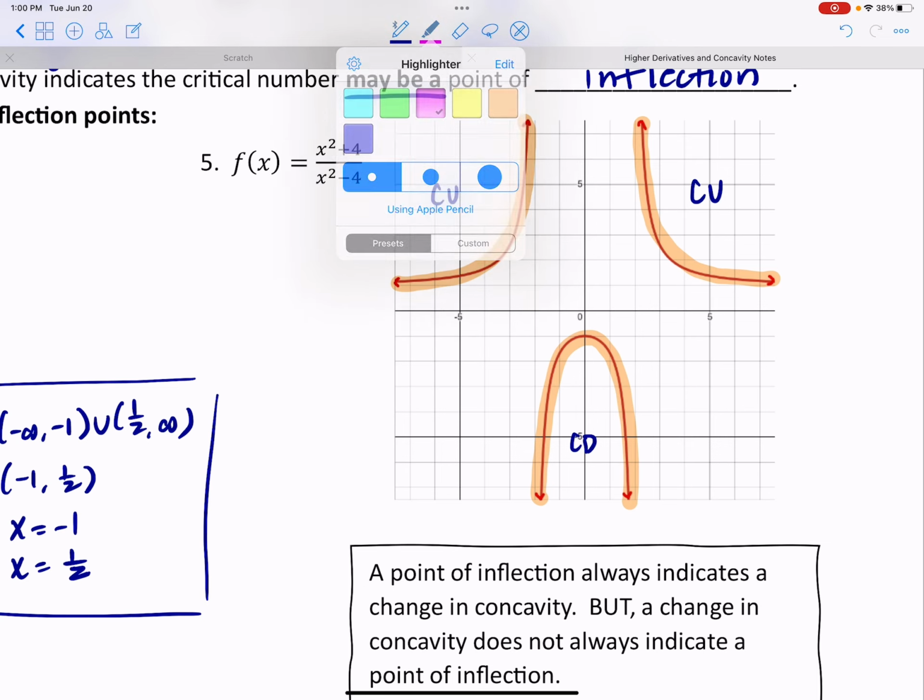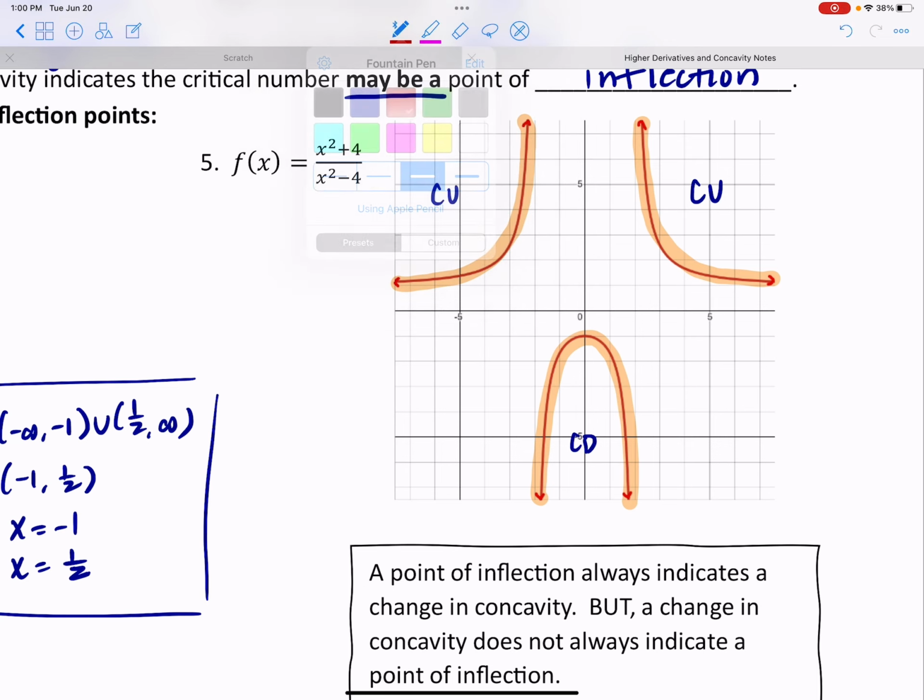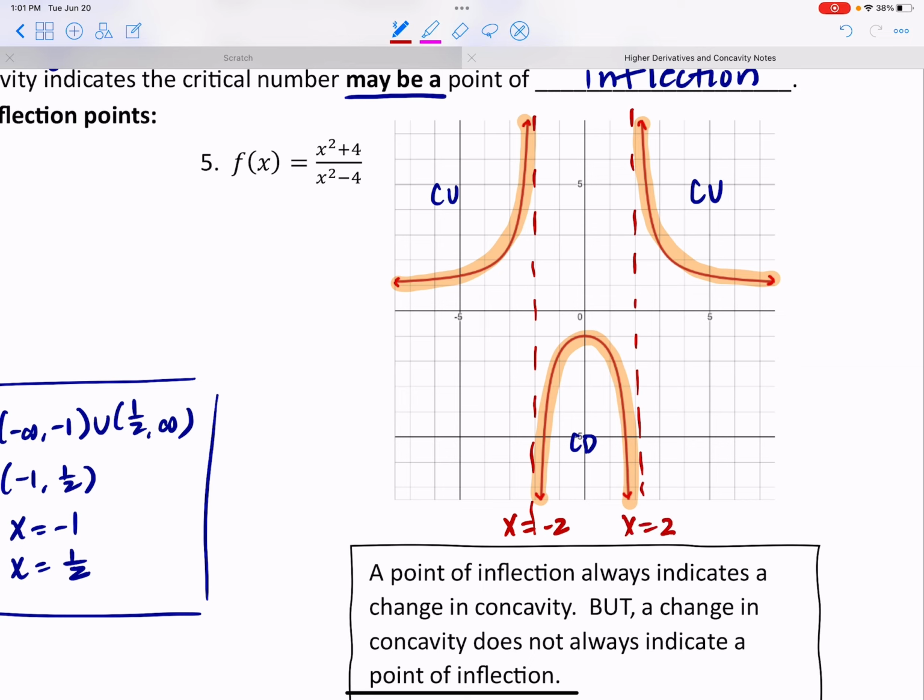We would have a critical number here, because our graph changes from concave up to concave down. So x equals -2, and we would have a critical number here at x equals +2, because again, our graph is concave up, and then down, then it's down, and then up. So we have changes in concavity there.